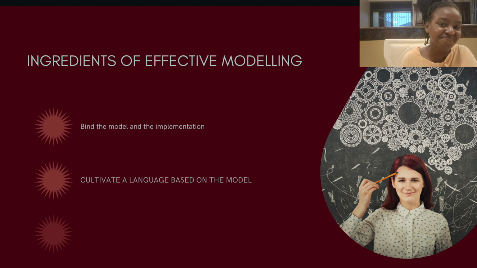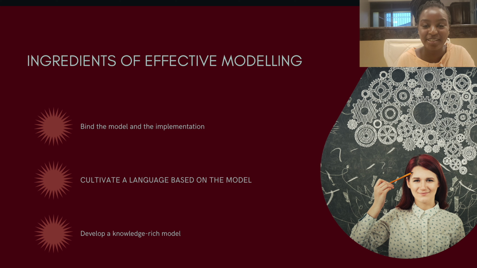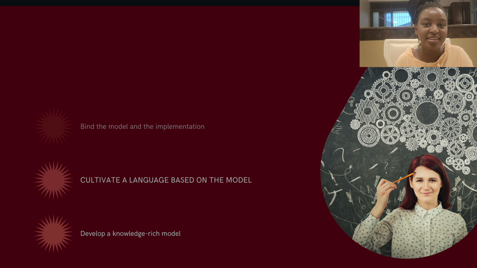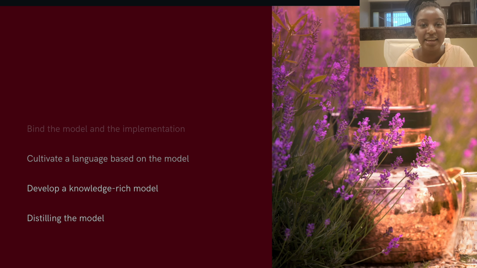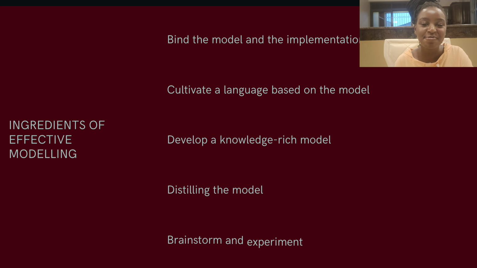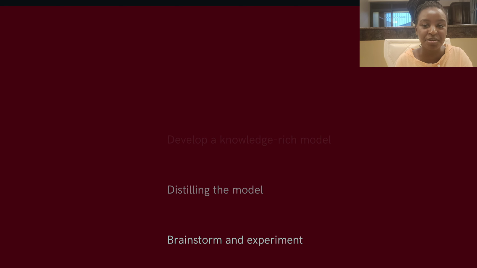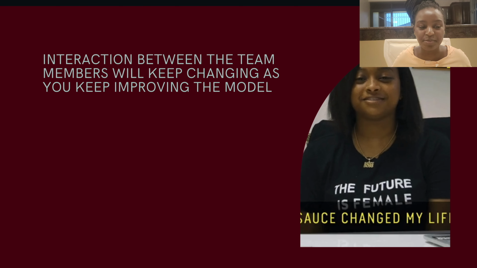Another ingredient is developing a knowledge-rich model. There is also distilling the model. And lastly, we need to brainstorm and experiment. So these are some ingredients when creating a model, when doing modeling, for effective modeling.